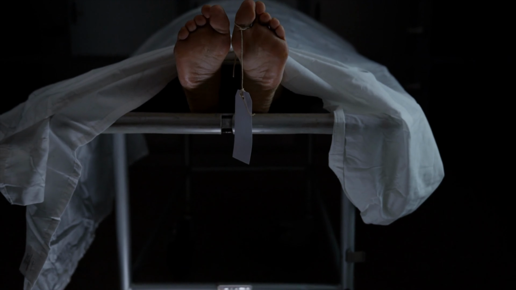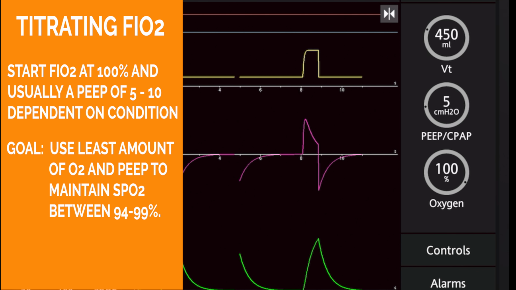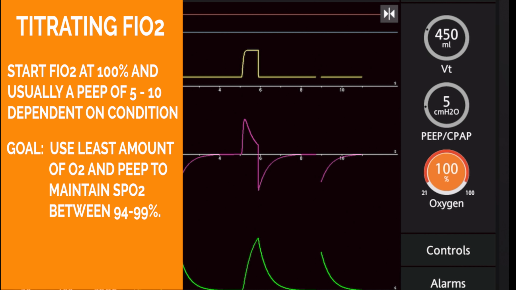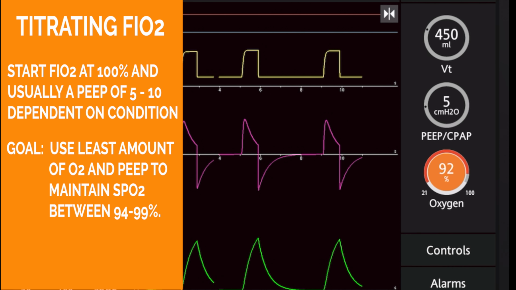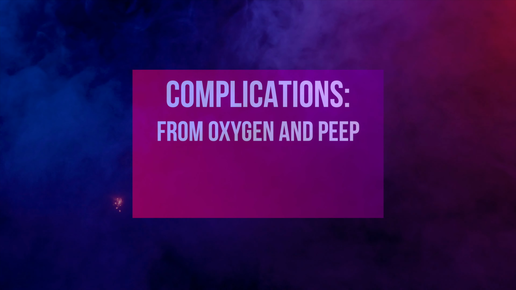Patients do not tolerate hypoxemia well. Generally, we correct hypoxemia by adjusting the FIO2, beginning at 100% with a close eye on the pulse oximeter. As we titrate the oxygen percentage down, we aim to use the least amount of oxygen and the least amount of PEEP to correct hypoxia, as evidenced by a saturation between 94 and 99%.